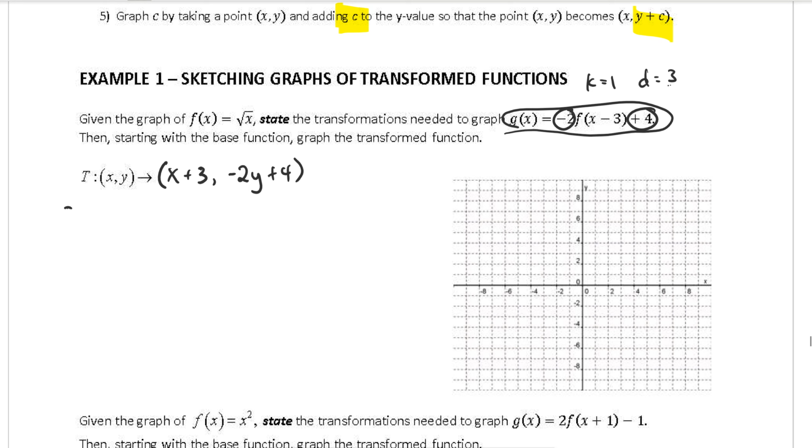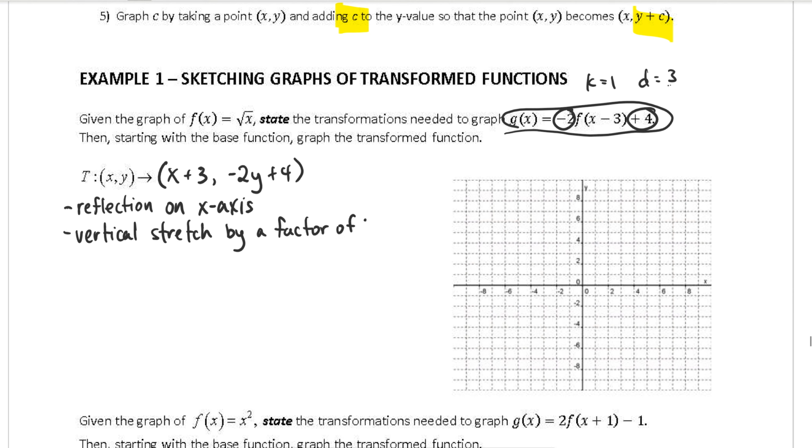So describing the transformations here, we have a reflection on the x-axis. We have a vertical stretch by a factor of 2. We translate the graph 3 units to the right and 4 units up.